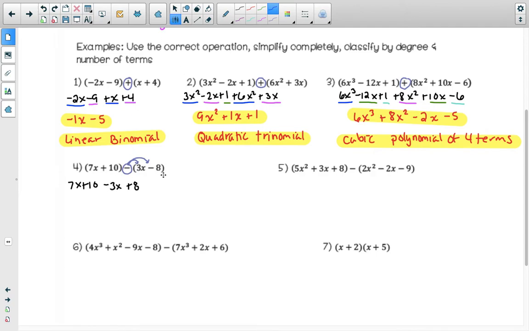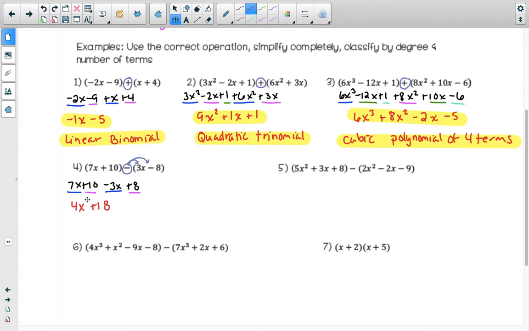Look for the one with the largest exponent, which we have an exponent of 1 and nothing larger. So our 7x can go with our negative 3x. Then we look for constants. So then we have a positive 10 right here, and we have a positive 8 right there. So now we can combine our like terms. Our 7x goes with our negative 3x, which gives us a positive 4x. And we have a positive 10 and a positive 8, which gives us a positive 18.